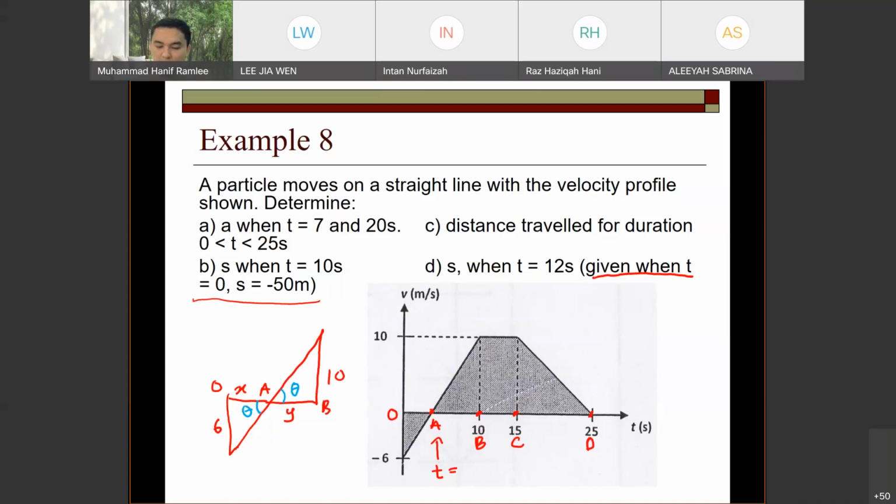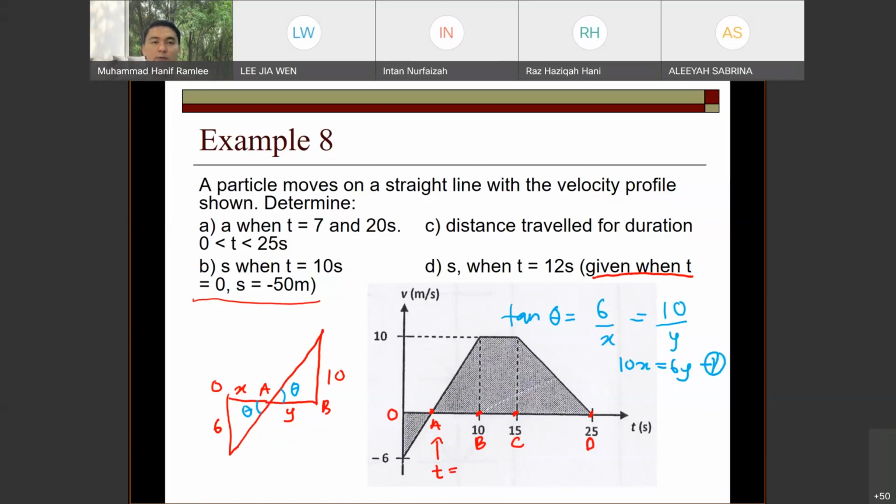So theta from here, you can get it like this. Tangent theta equals 6 over x for the left region, and the right part is 10 over y. Yes, Alia, thank you. If you simplify the equation, you will get the first equation.